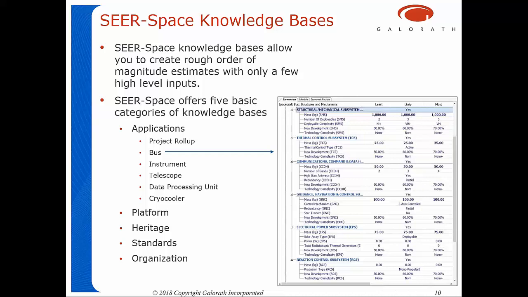The model separately estimates instruments. I'm not showing Christian Smart. We'll talk about that in more detail in just a moment. The types of instruments that the model takes into account. Because telescopes are really instruments, okay, but telescopes are quite often such a big cost driver that we give you the ability to break out your telescope into a separate entity.